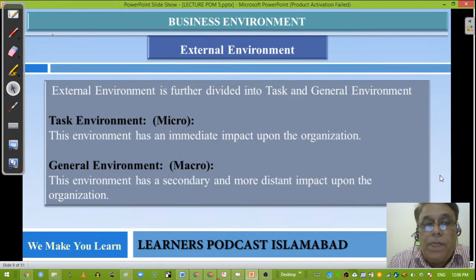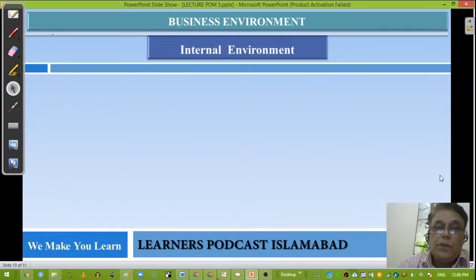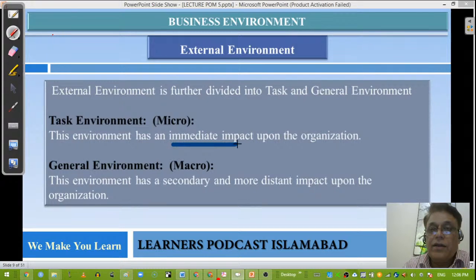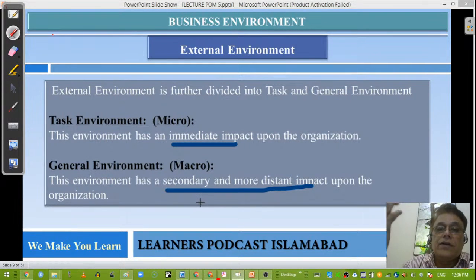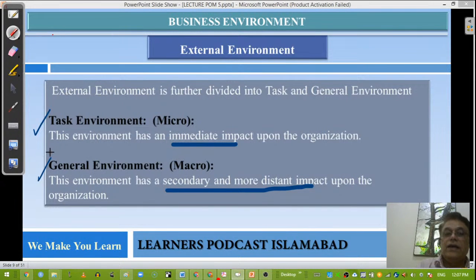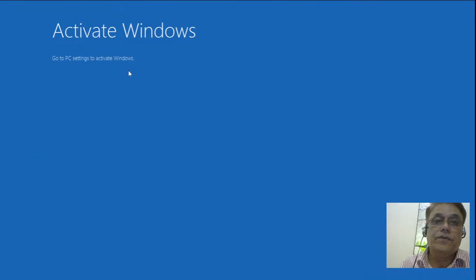As you have seen in the previous slide, there is the task environment and the general environment. The task environment is the one which has the immediate impact. This is an important thing to understand: immediate impact. And the general environment is the secondary one, further away from the task environment, so it has a secondary impact on the business. Immediate impact means the businesses are directly dealing with this environment. Which one? The task environment. And businesses are indirectly, generally, interacting with the general environment, which is why it has been given the name general.